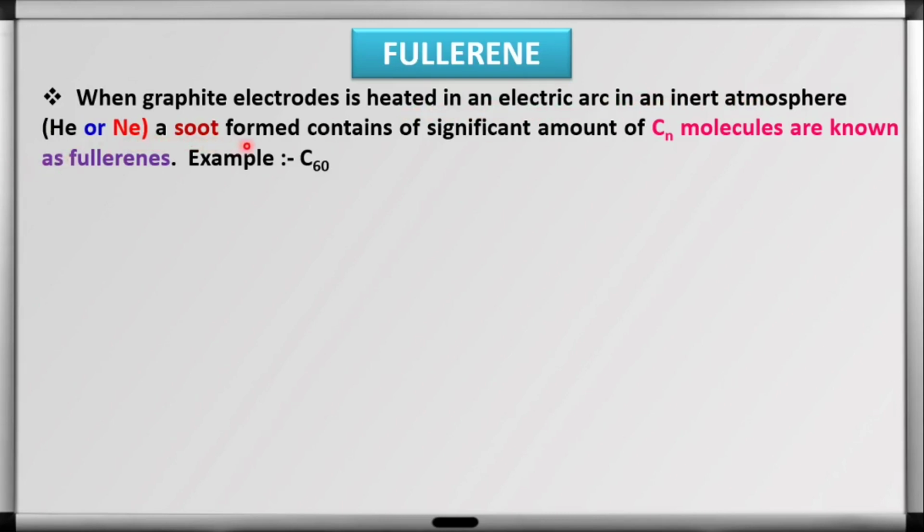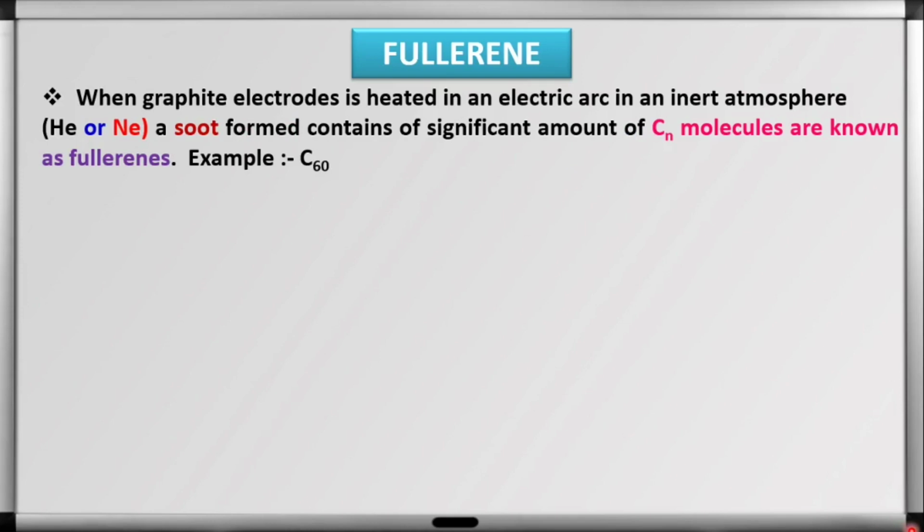a soot means black or dark powder form contains a significant amount of CN molecules, a number of carbon molecules known as fullerenes. For example, C60 हे त्याचं एक्झाम्पल आहे. When the graphite electrodes are heated in electric arc in an atmosphere of helium or neon, a soot form contains a significant amount of CN molecules. A number of carbon molecules are known as the fullerene.